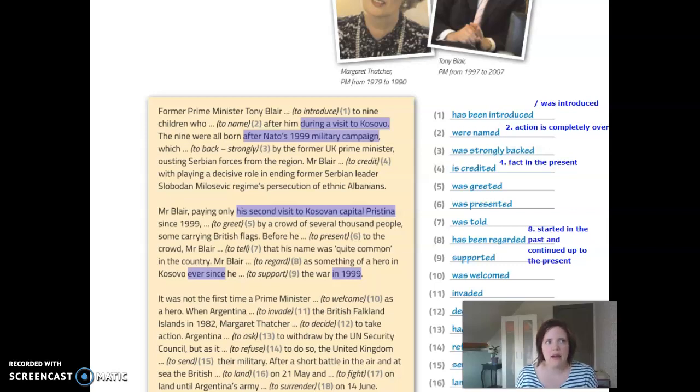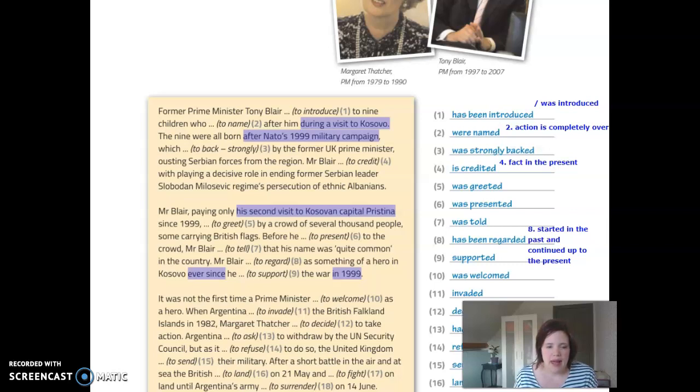Why is that? Well, because the agent, the person who is responsible for this action, is not mentioned in the sentence. It's not necessary either to mention that person or persons. It's simply about a fact. And in Dutch as well, you would use a passive construction here.